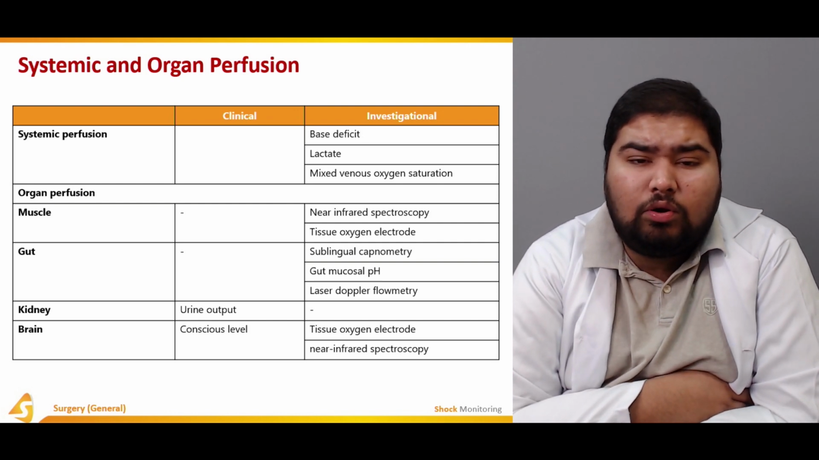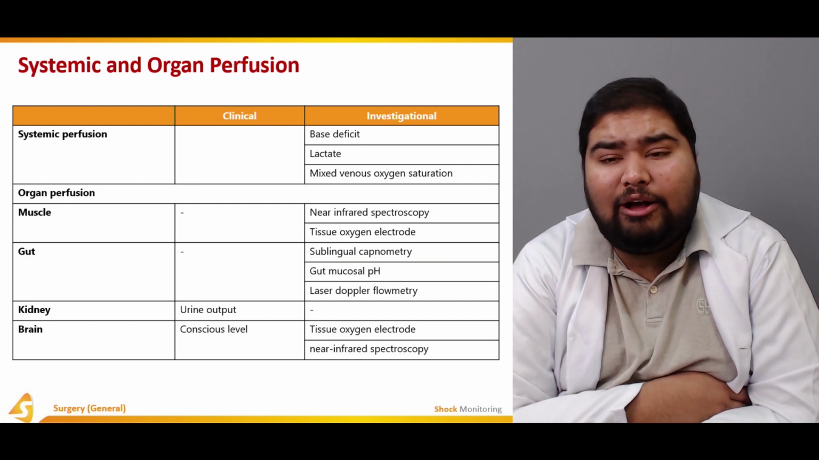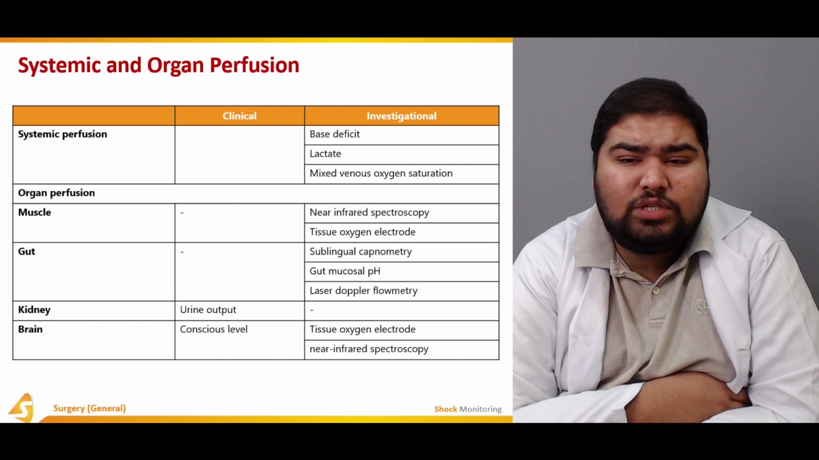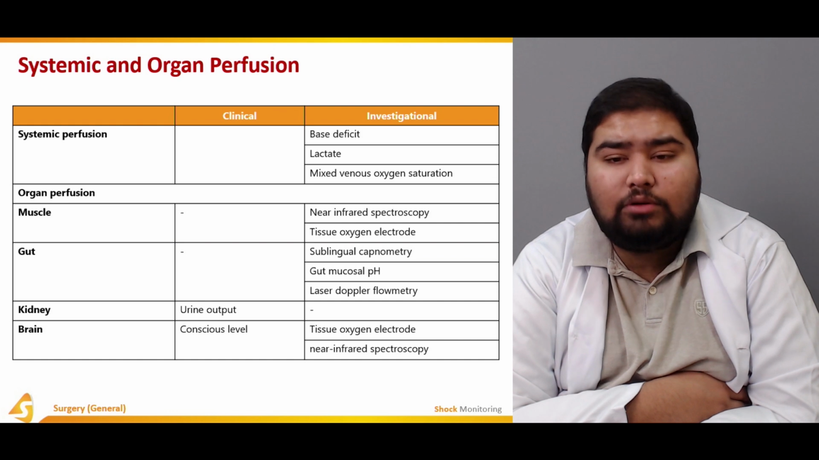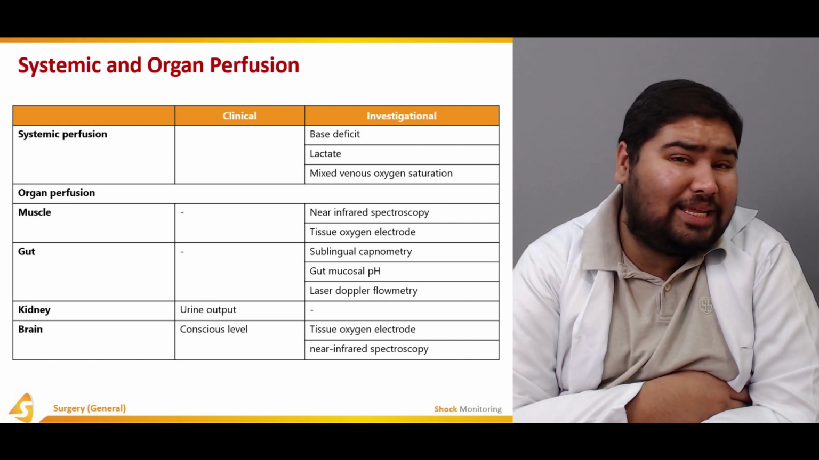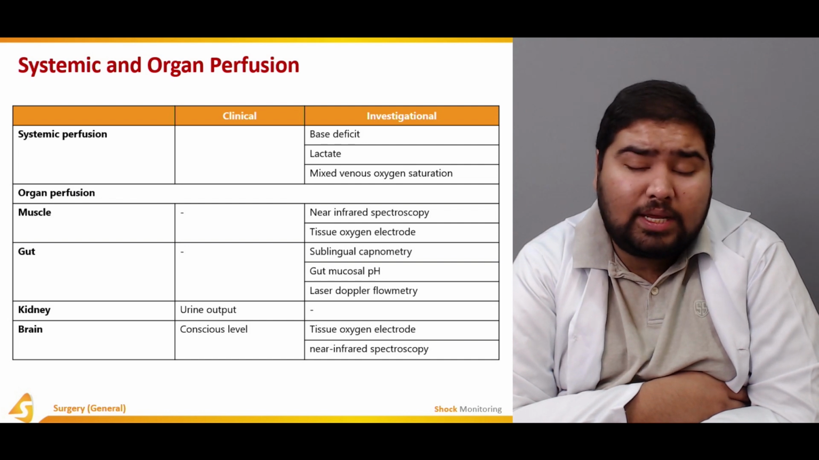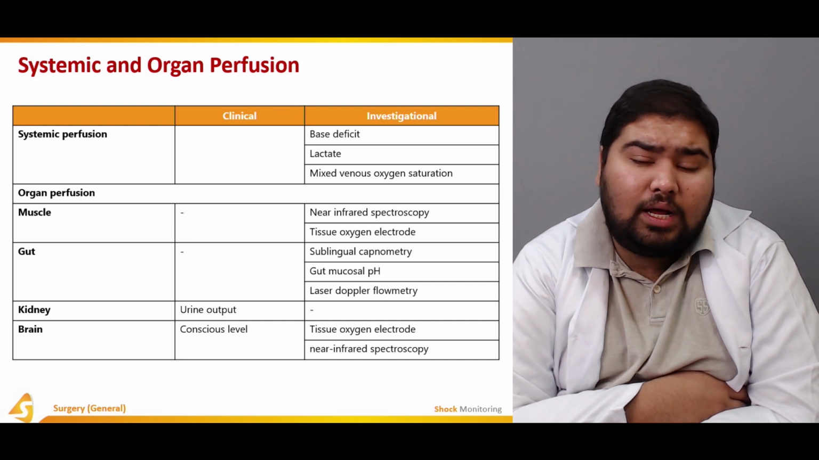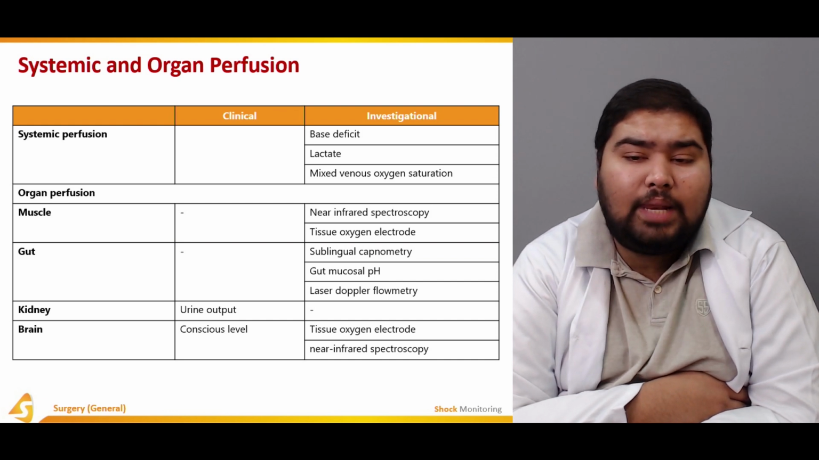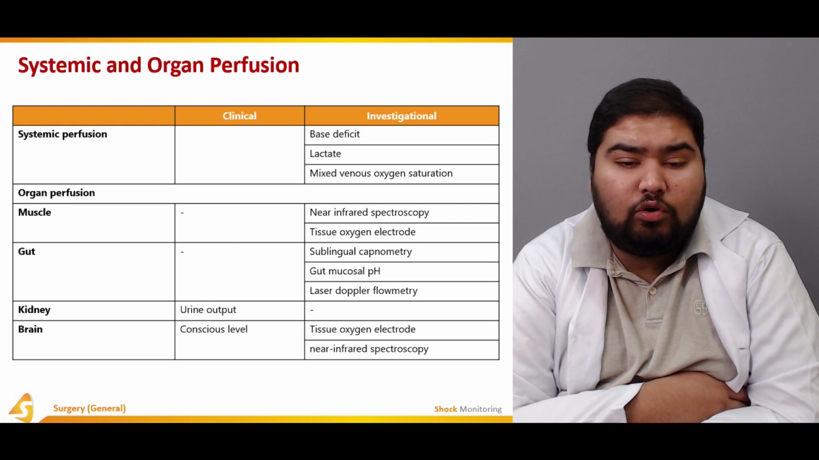Now, talking about organ perfusion, muscle perfusion cannot be measured clinically. However, investigations that can be used include near-infrared spectroscopy and tissue oxygen electrode. These are not done usually. Now, gut perfusion cannot be measured clinically again. However, investigations that can be used include sublingual capnometry, the gut mucosal pH, and the laser Doppler flowmetry.